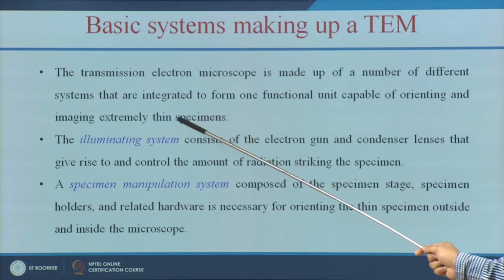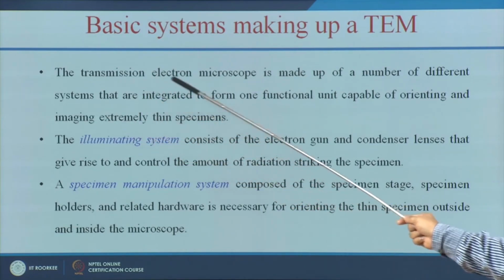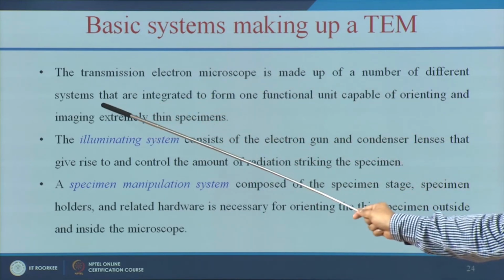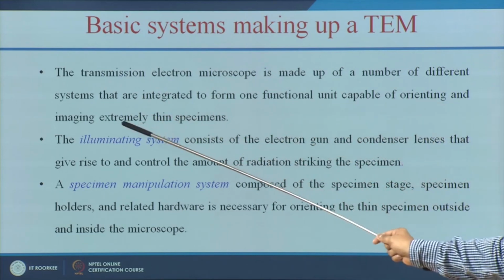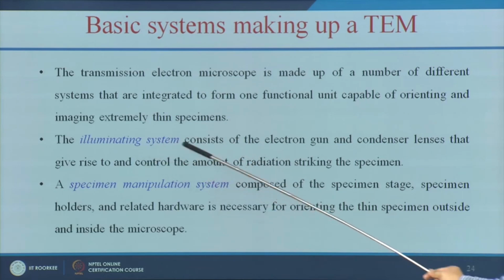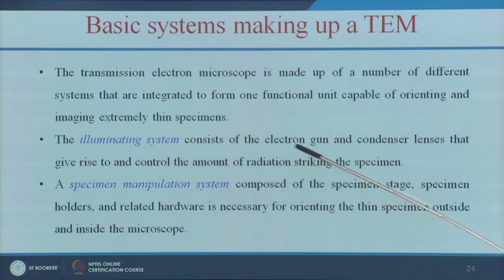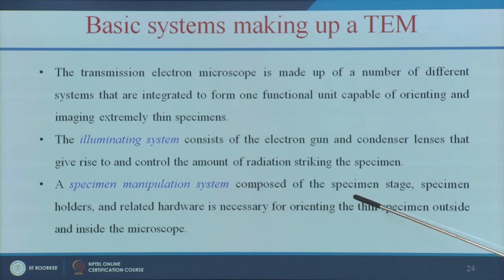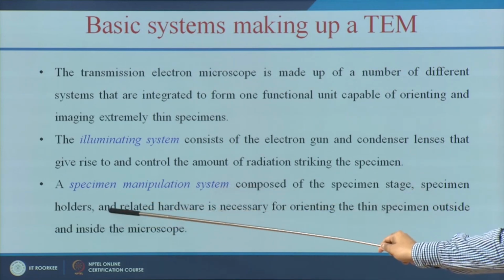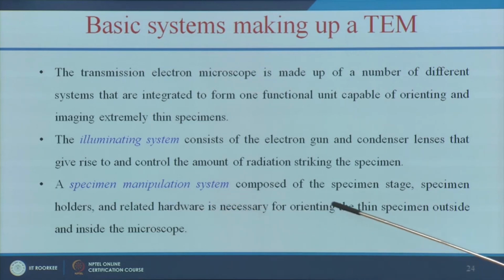And these are the basic systems of the TEM. The transmission electron microscope is made up of a number of different systems, and it forms one functional unit capable of orienting and imaging extremely thin specimens. So, it has the illuminating system as well as the specimen manipulating system. The illumination system consists of the electron gun and condenser lenses, which give rise to and control the amount of radiation striking the specimen, and the specimen manipulation system is composed of the specimen stage and specimen holders and also related hardware which is necessary for orienting the specimen inside or outside the microscope.